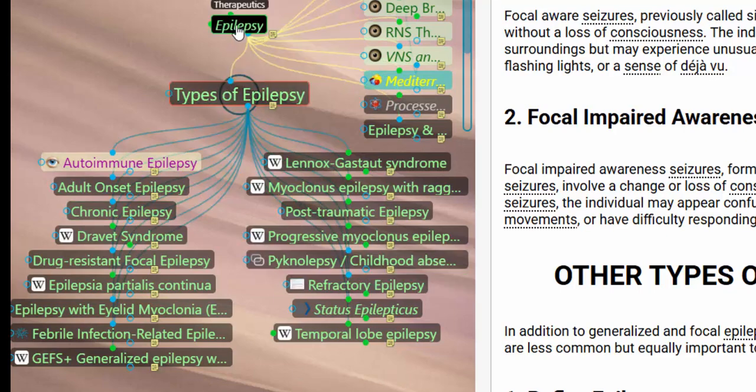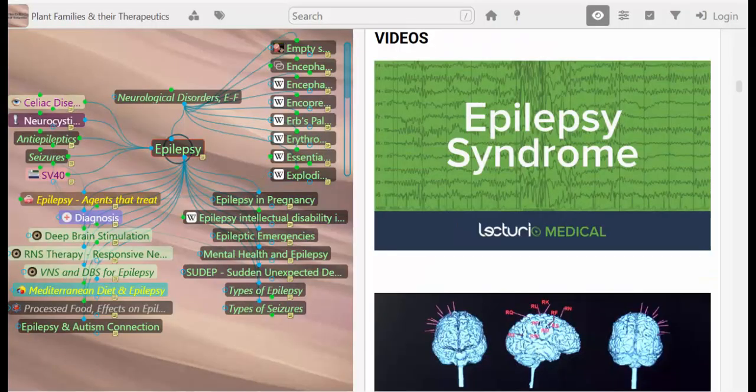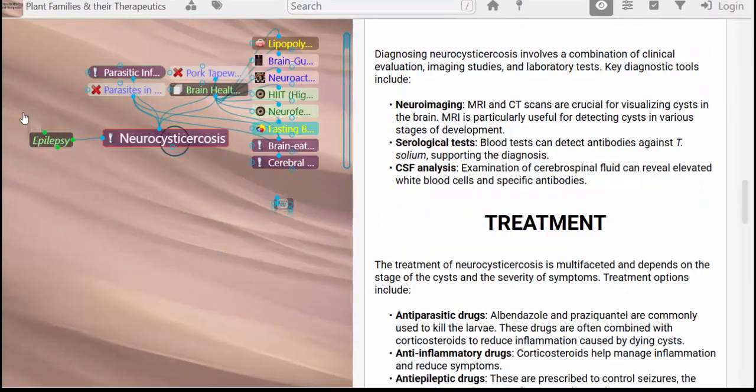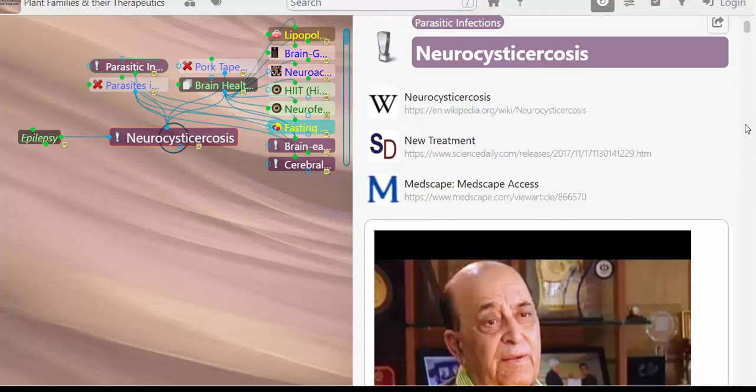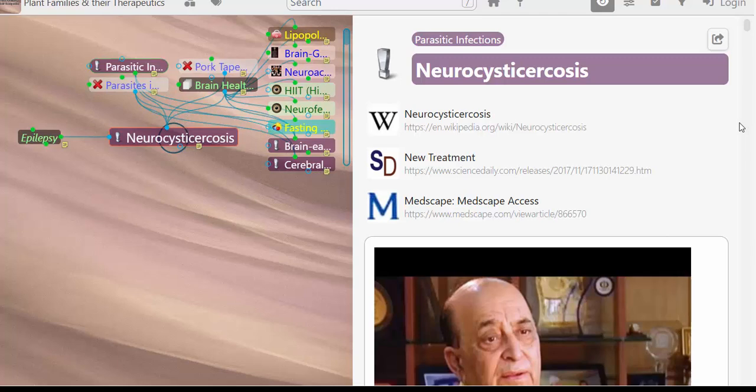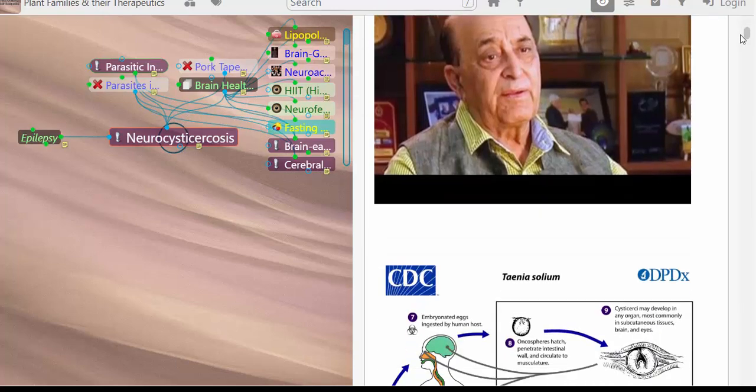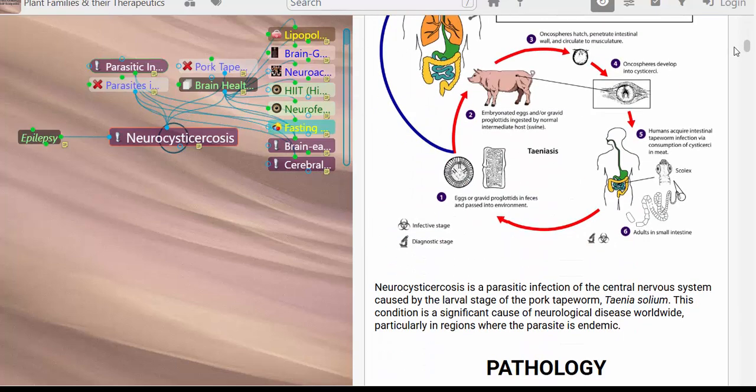I think for now, in closing, there are a couple of other things I want to show you. First of all, on the side, neurocysticercosis. This is a parasitic infection that can cause epilepsy. Just something when they're trying to diagnose a cause behind it, consider that this could be a possibility. It's a parasitic infection of the central nervous system caused by the larval stage of the pork tapeworm.